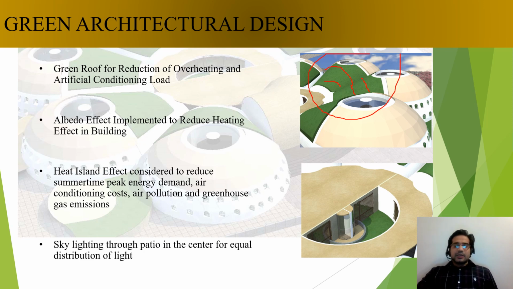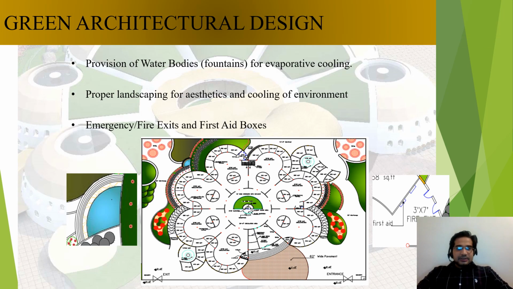Skylighting through the patio in the center for equal distribution of light. The patio in the center, which I will try to show you in the later slides, is designed in such a way that the light from the sun is equally distributed all around the limbs of the building, which is actually the flower petal that we discussed at the start of this lecture. This one is the plan out here. We'll try to show you in more depth.